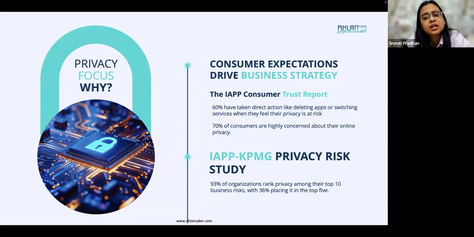Now, why is privacy taking top priority? Today we have to understand that privacy is not just a regulatory issue. It is a fundamental concern for both businesses and consumers. Having said that, we would be talking about a few insights backed by the IAPP, International Association of Privacy Professionals, Consumer Trust Report. If we talk about consumers today, an interesting insight is that 70% of consumers feel highly concerned about their online digital privacy.